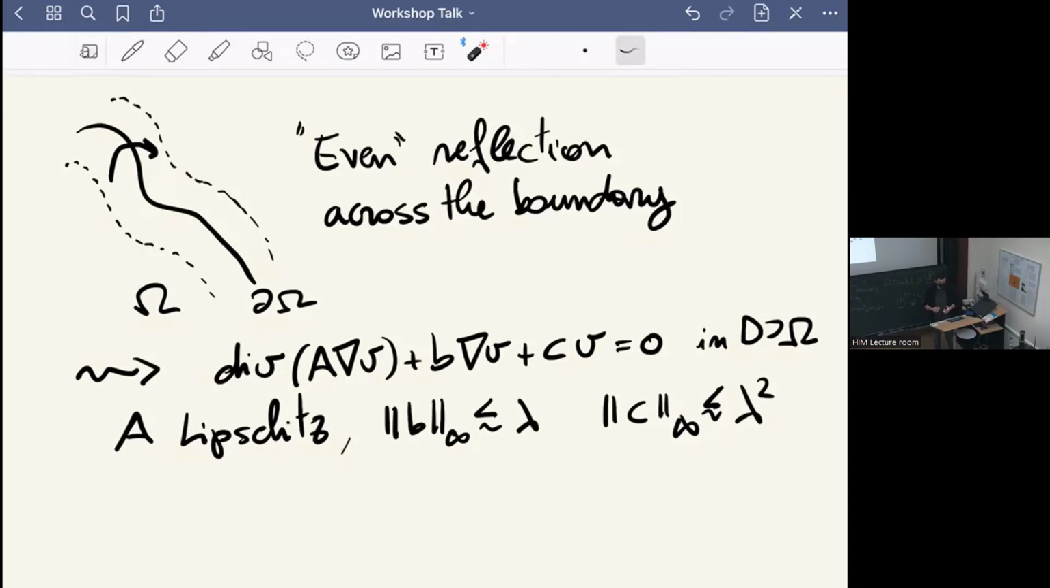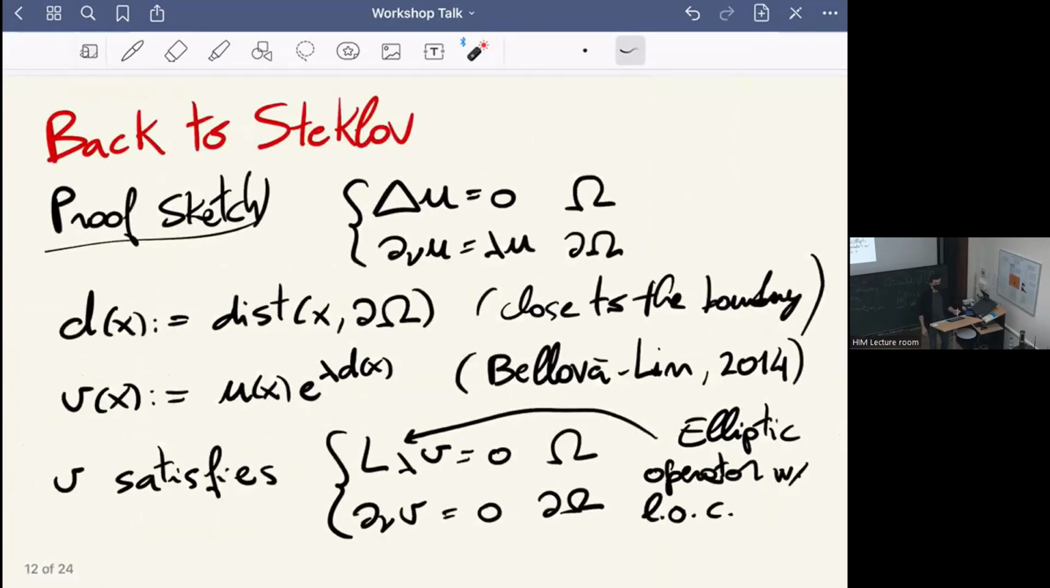And for the rest of the talk, I will need to keep these two points of view in mind. So I'm both viewing a Steklov eigenfunction as a solution of this thing, with these bounds on the coefficients, and also as my original problem with actually Euclidean harmonic functions, but with this boundary condition. I will keep these two points of view in mind because I will need to switch back and forth, morally.